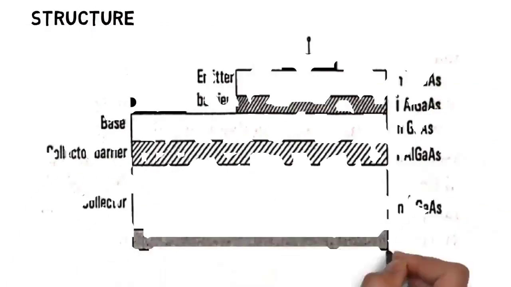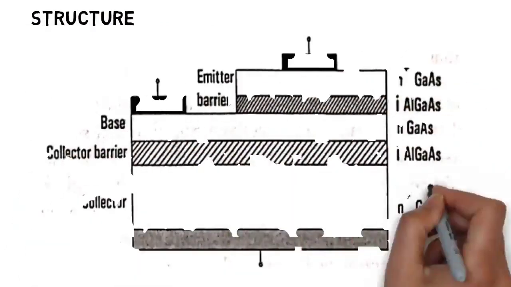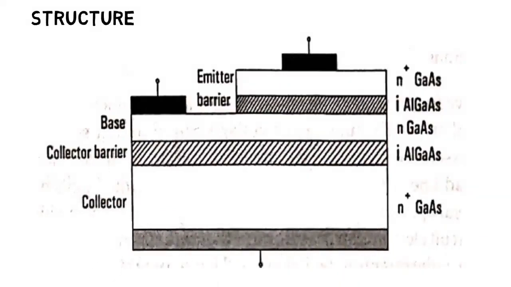Now we can look into the basic structure of the hot electron transistor. There will be three terminals: emitter, base and collector. The emitter is made up of a heavily doped gallium arsenide layer, and the thickness will be around 5 nanometers, followed by a barrier. The barrier will be a wide bandgap material, that's why it is called a barrier. The wide bandgap semiconductor used here is AlGaAs, aluminum gallium arsenide. Then the base region is made up of narrow bandgap gallium arsenide of thickness 100 nanometers.